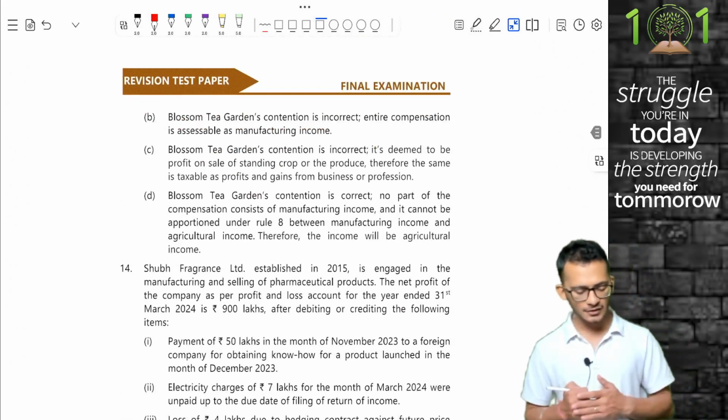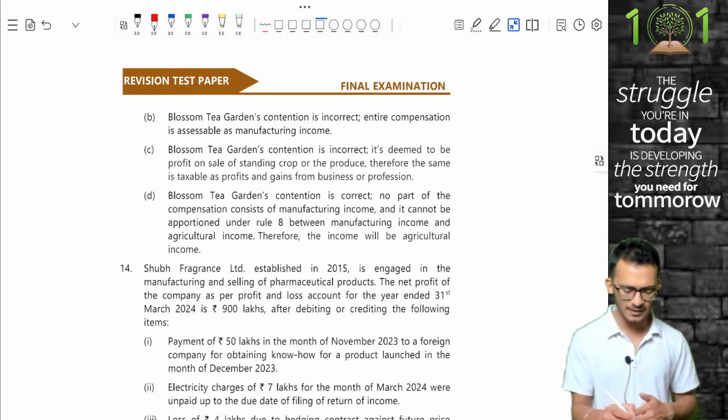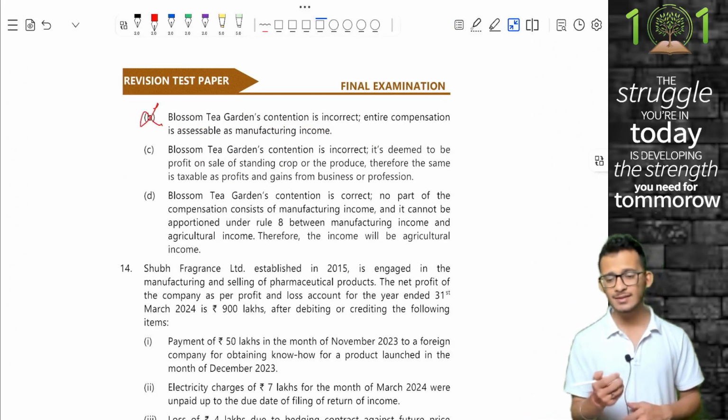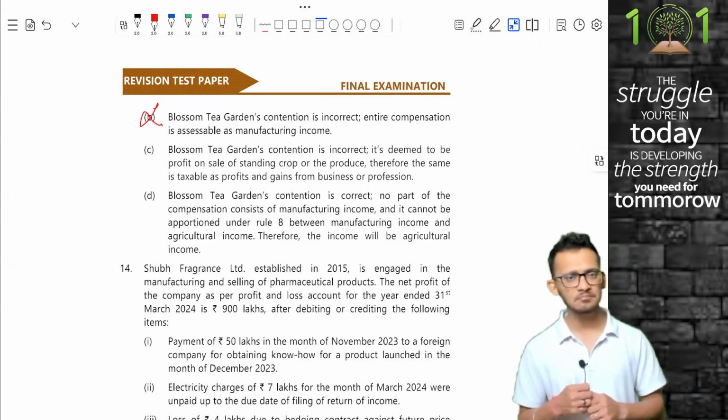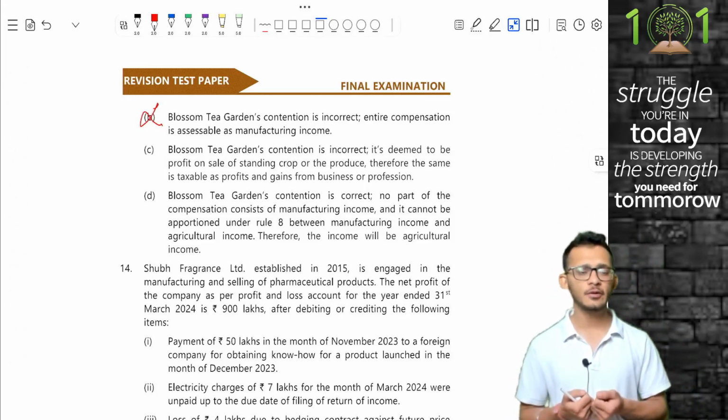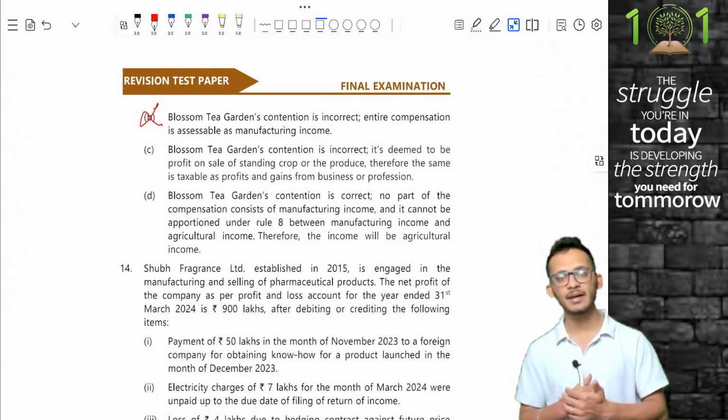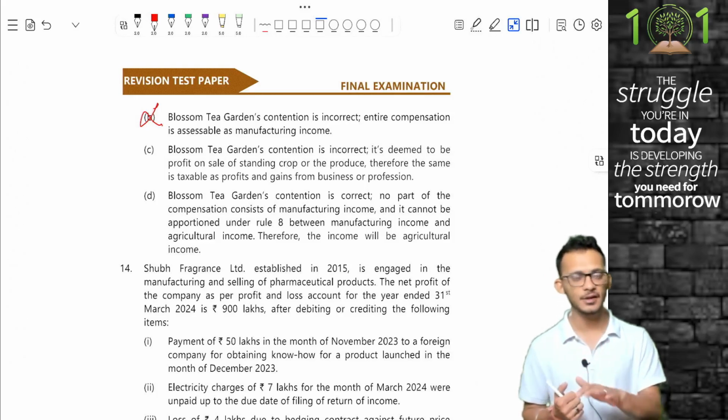Option B says Blossom Tea Garden's contention is incorrect, and the entire compensation is taxable as manufacturing income. Nowhere in the question did they clarify that any manufacturing is happening. Just because you have got a loss of a product and an insurance compensation does not make it a manufacturing activity. Definitely not.